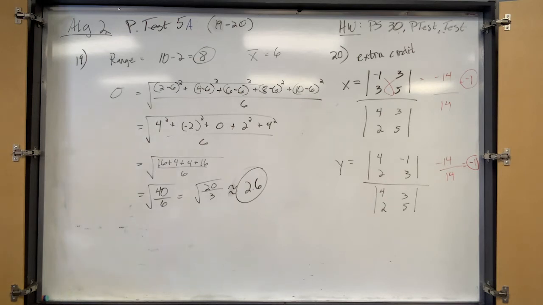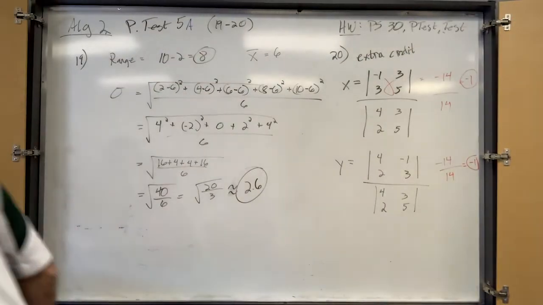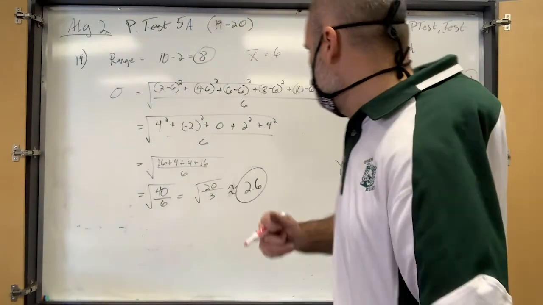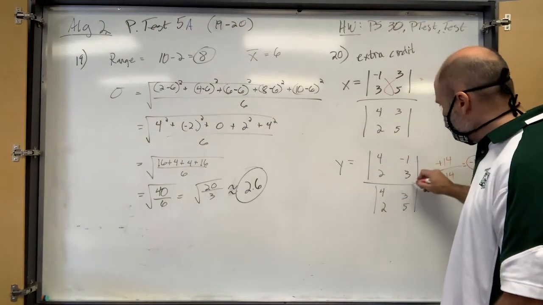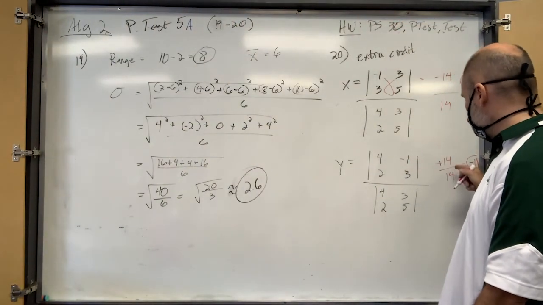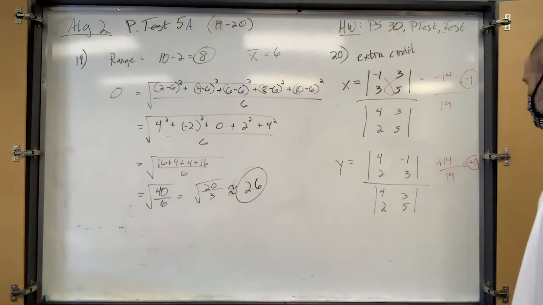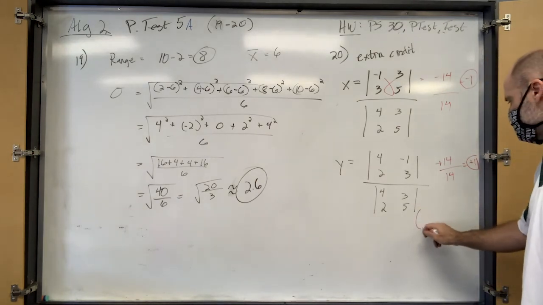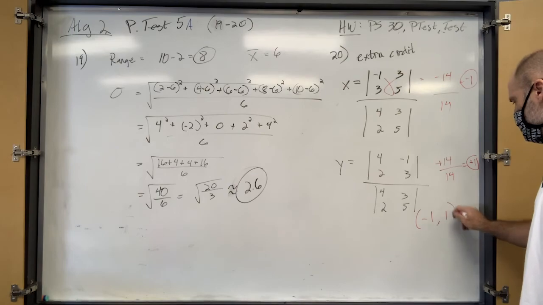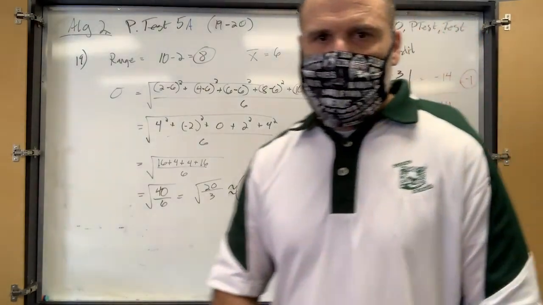Oh, that's wrong. So that's a positive 14. It's a positive 14. 12 minus negative 2 is 12 plus 2, which is 14 over 14. So y is positive 1. So your answer is x equals negative 1, y equals 1. That's it. Good job. Good catch.